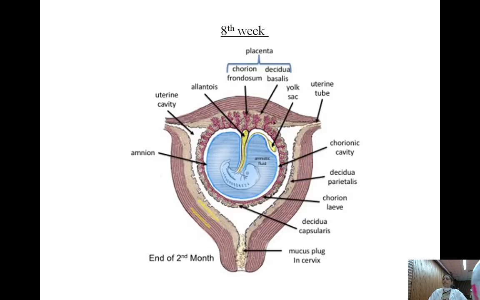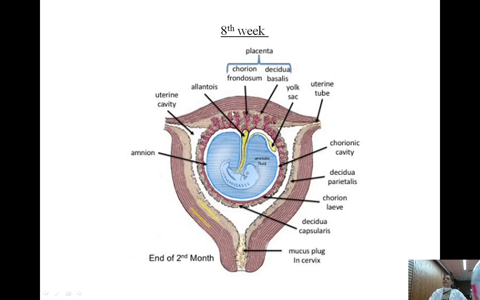Okay. Now here you can see that this is the uterine cavity, this is the myometrium outside the uterine wall, and here that yellow color is the endometrium, and this is also endometrium here where the embryo is implanted.